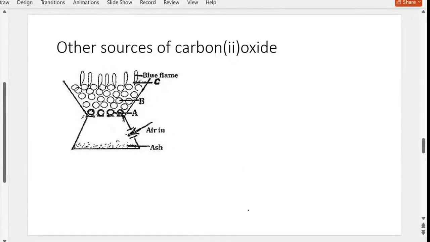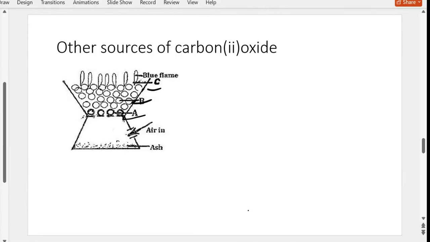Welcome back, learners. Now I want to introduce you to the other source of carbon dioxide, which is a burning Jiko. When charcoal burns in a stove or Jiko, three reactions occur in various regions, which are A, B, and C. And at regions A, B, and C, you are required to explain what happens and write equations for the three reactions.